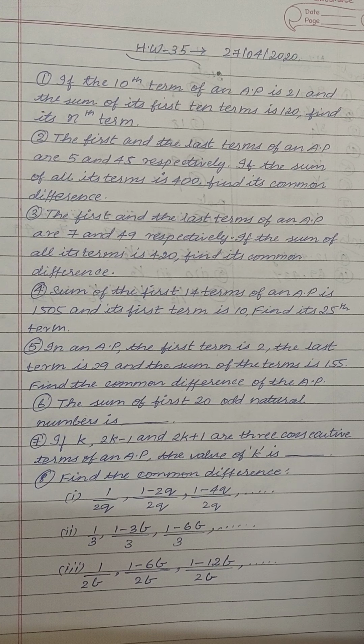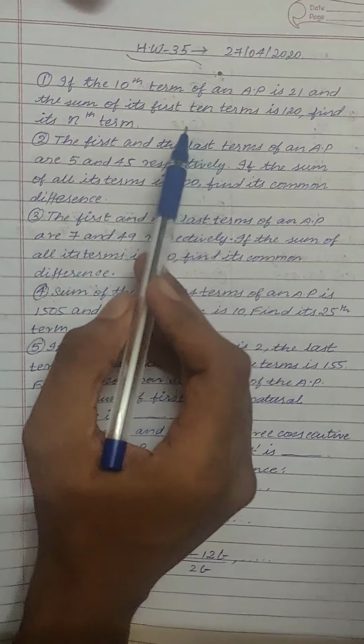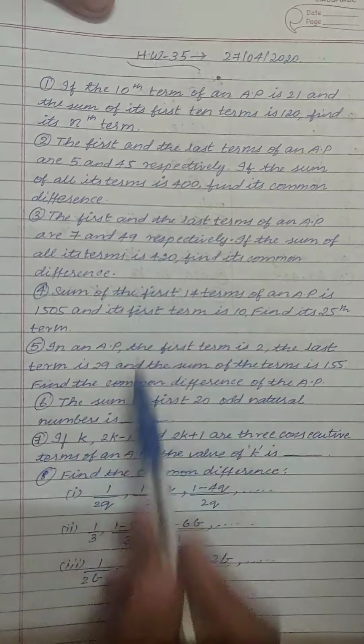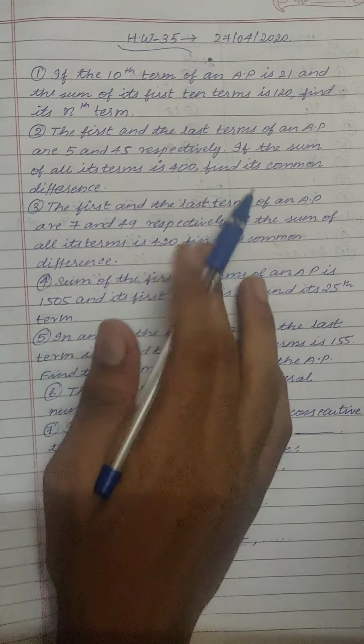So in this homework also, we have got a lot of similar questions. In the first question, what they have given is 10th term is 21. These are all in statement format. That is the only difference. Other than that, it's very easy actually. So first one is 10th term is 21. So A10 is 21.